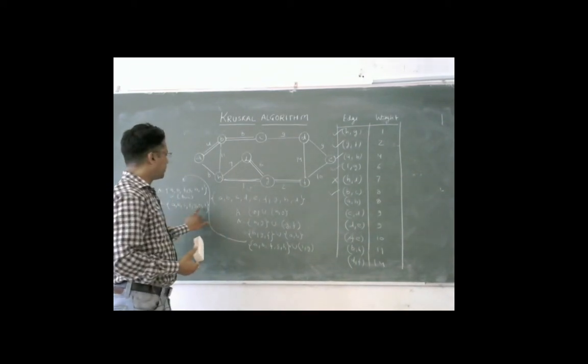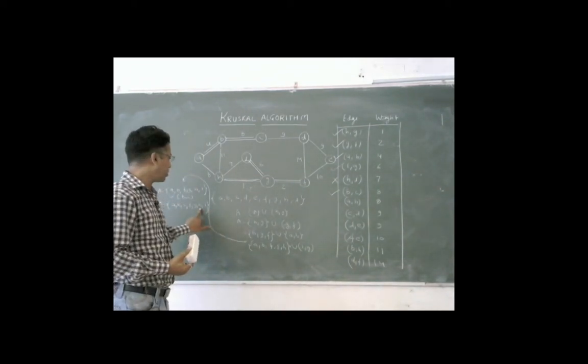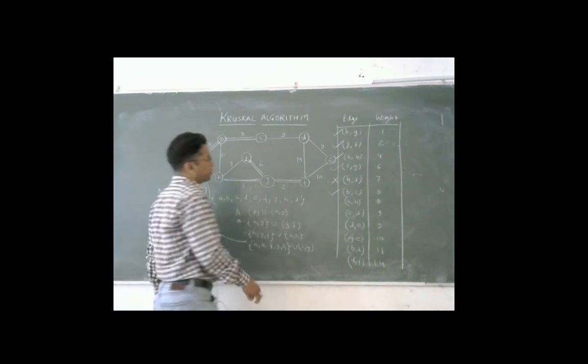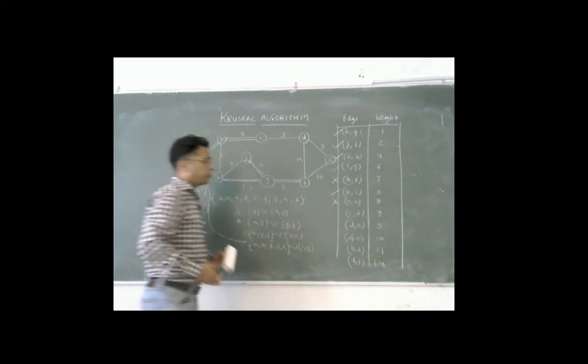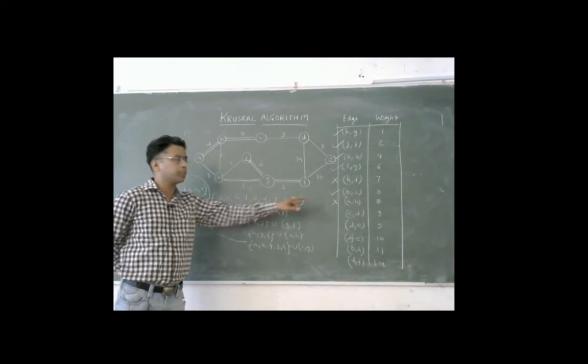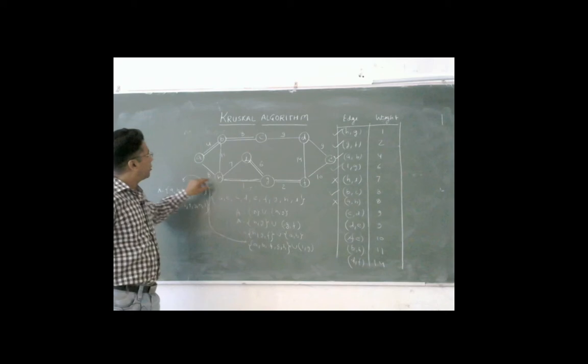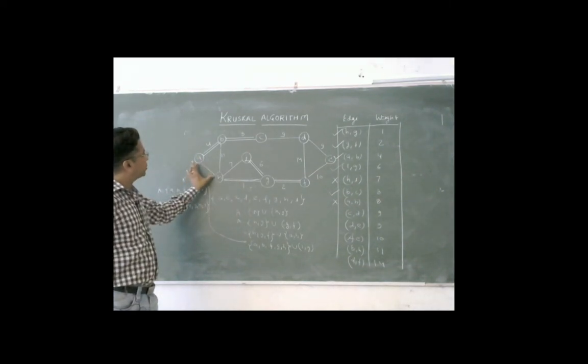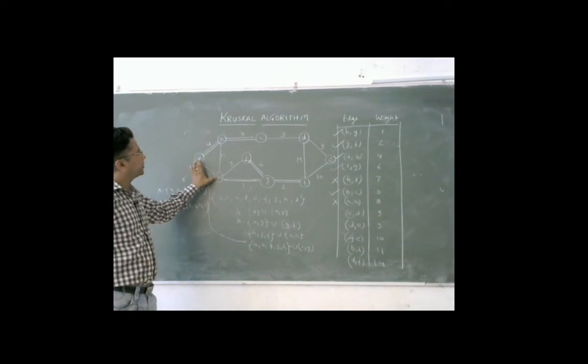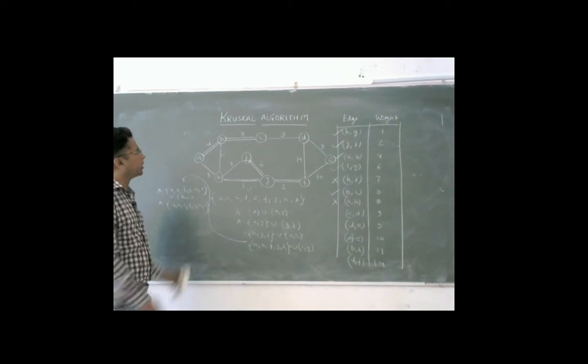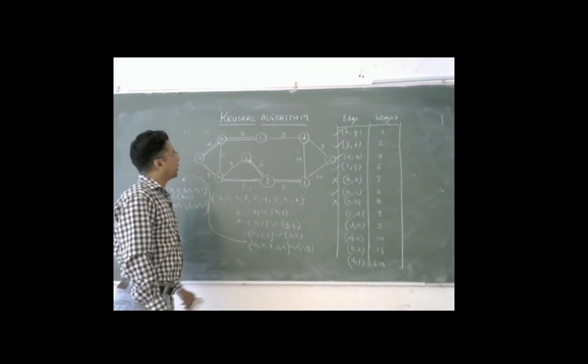A is already present, H is also already present. So this will be discarded because we will get the same set after adding this. When we combine AH, A is already in the set and H is also in the set. So we shall not add this one, right?